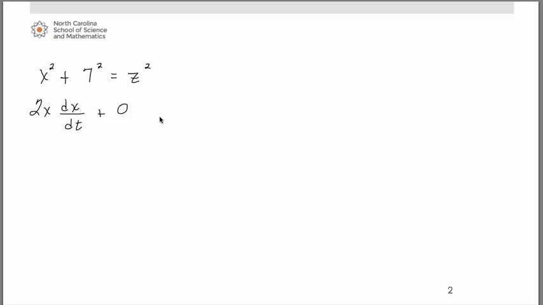Derivative of 7, of course, is simply 0. And derivative of z squared is 2z dz/dt. So remember, we do not substitute any values in until after we've done our implicit differentiation. So now we can go ahead and substitute in those values that we know.